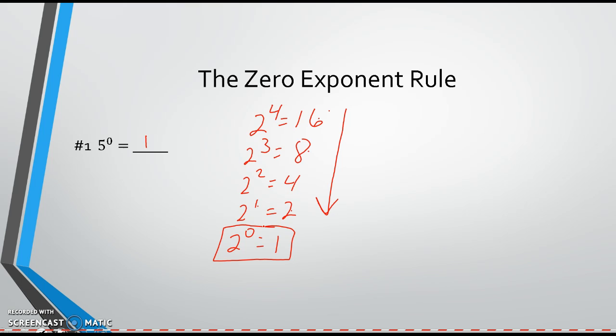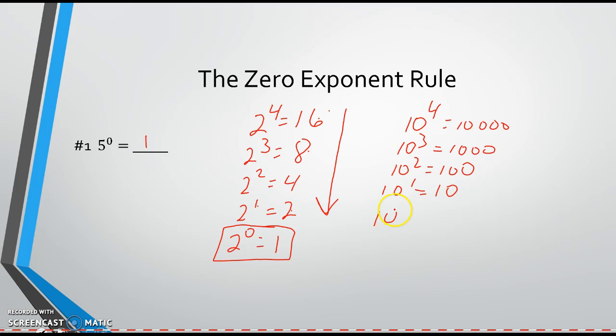This works with any type of base. For example, we can have a base of 10 and go 10 to the 4th, 10 to the 3rd, 10 to the 2nd, and 10 to the 1st. 10 to the 1st we know is 10. 10 to the 2nd is 100, it's 10 times 10. 10 to the 3rd is 1,000. And 10 to the 4th is 10,000. Well, if we continue this pattern going down to 10 to the 0, I'm dividing by 10. A tenth of 10,000 is 1,000. A tenth of 1,000 is 100. A tenth of 100 is 10. And a tenth of 10 is just 1. And so we can see here again, 10 to the 0 is 1.